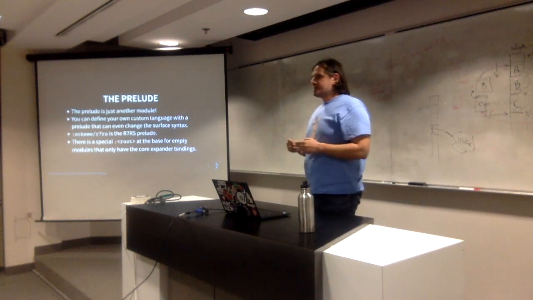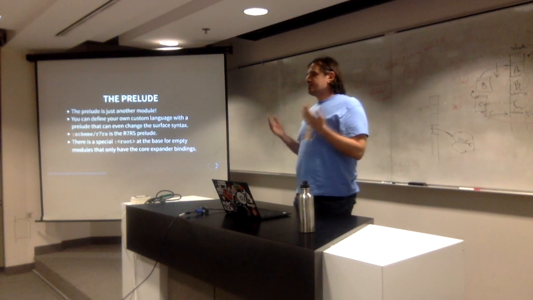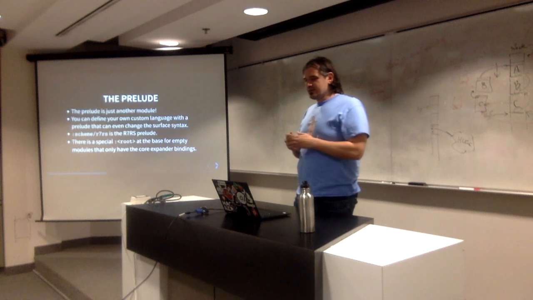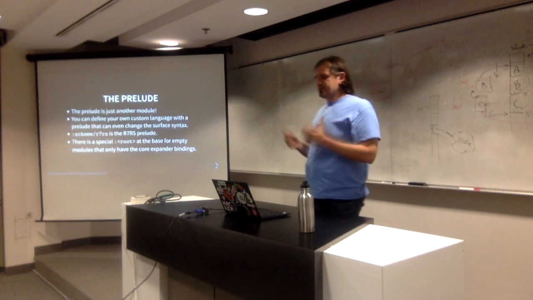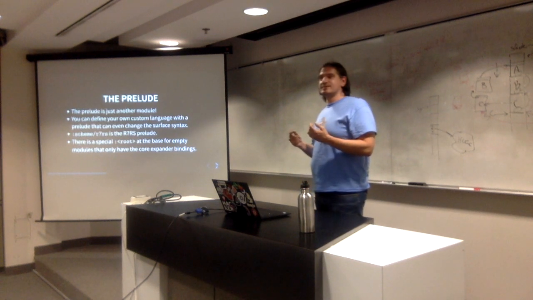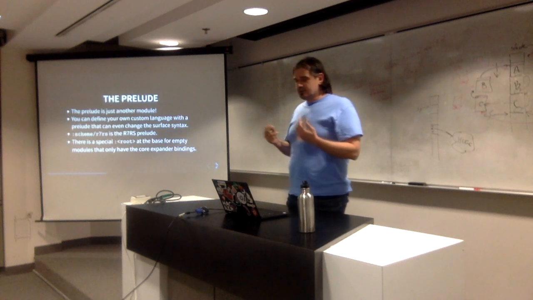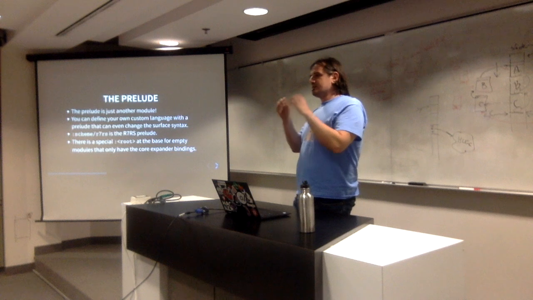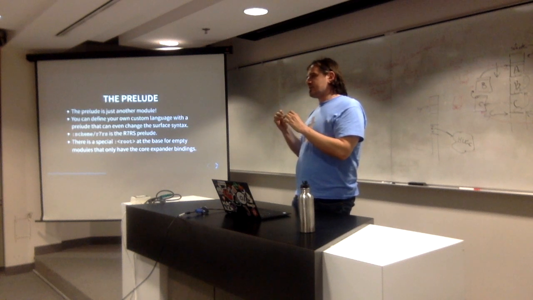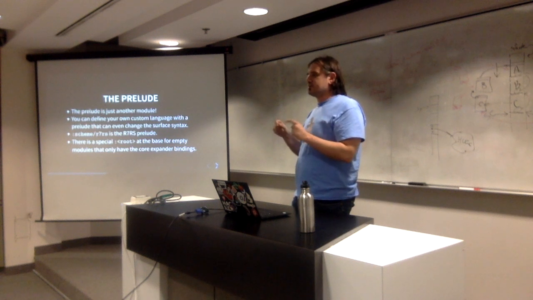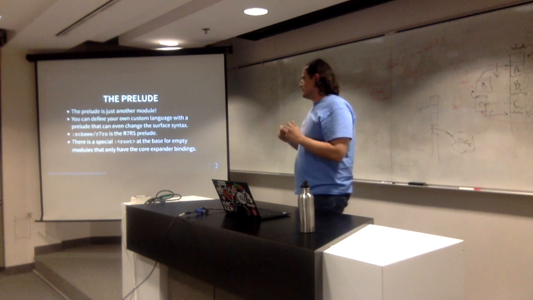Okay, so we discussed a little bit about how modules look. They're normal Scheme files, but the most important part about the modules is the prelude. What you know about the prelude is it's just another module. You can really use any module as a prelude. At the base, there is a special module built into the expander that acts as the prelude, the empty prelude. I'm going to show what it looks like in a little bit.